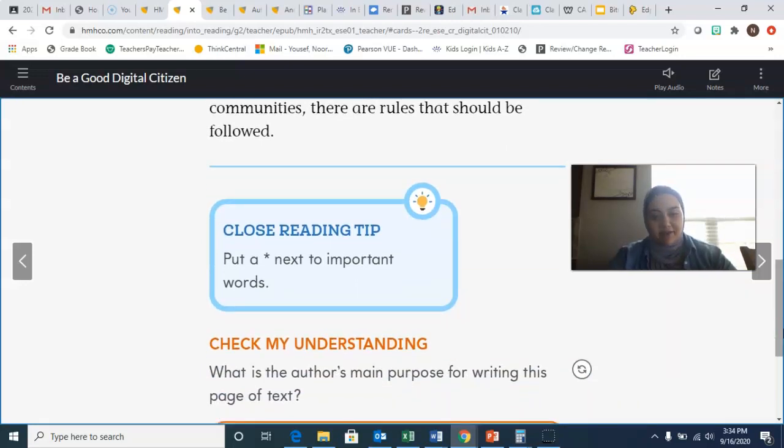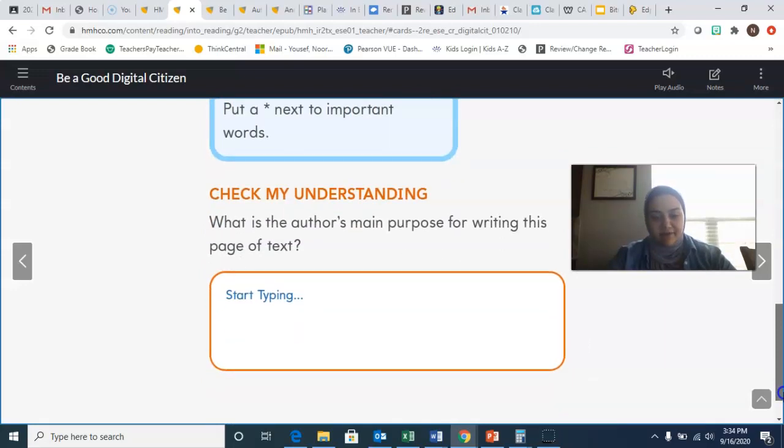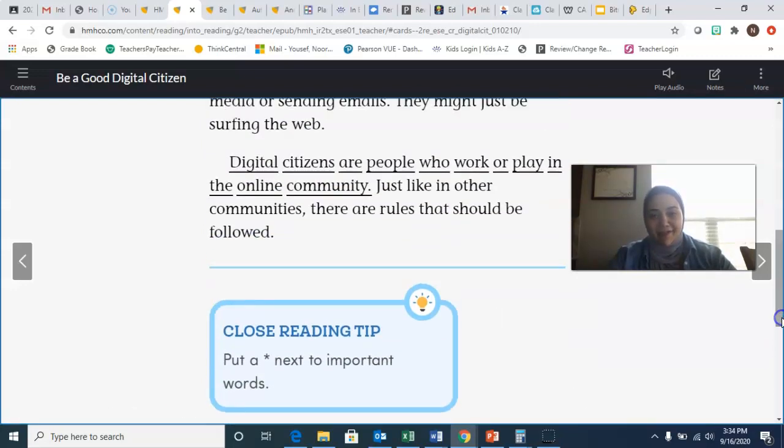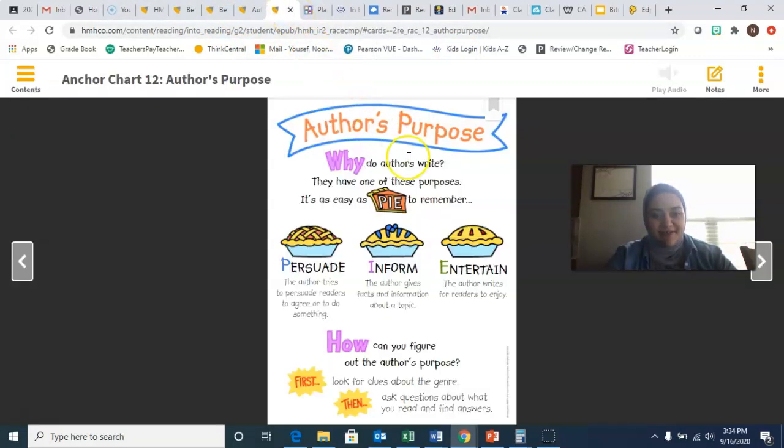Put a star next to the important words. Check my understanding. What is the author's main purpose for writing this page? Why did the author write this page? This is going back to author's purpose. So an author's purpose, so why an author may write an article or write a story.